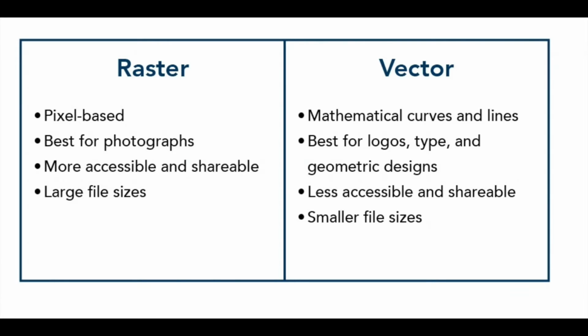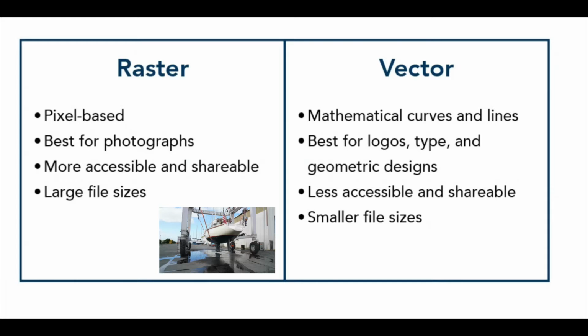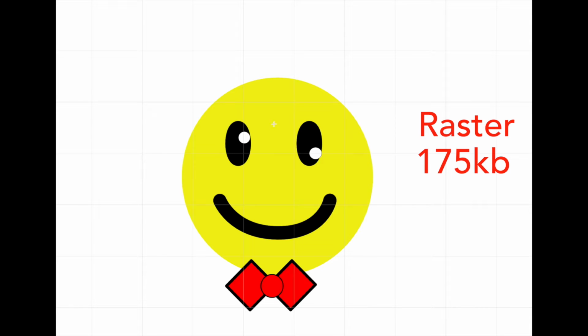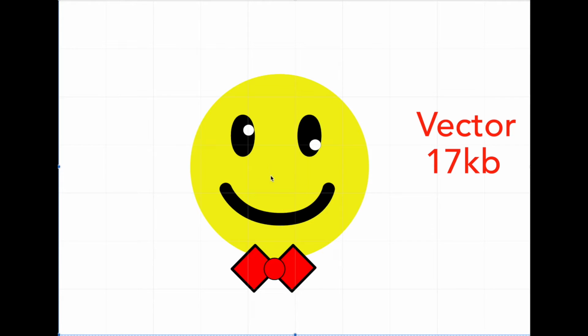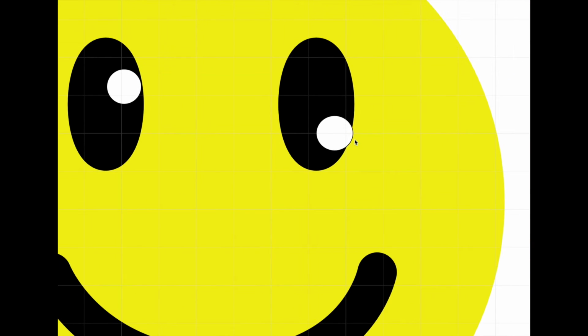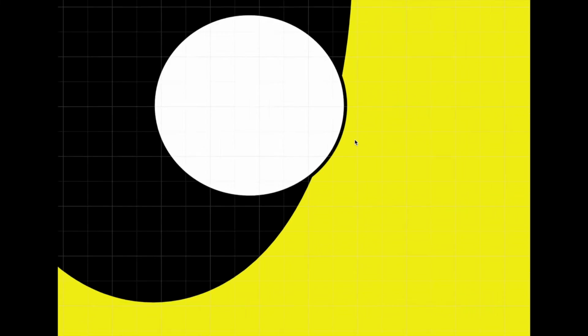And now for the basics of raster versus vector. So a raster file is better for a photo, but the vector is better for maybe a logo. Here is a photo of Aquarius, and when we zoom in, you can see we lose detail. And here is the smiley face I just made. In raster form, zoom in and you lose detail. But zoom in on a vector file and there is no loss of detail. And that's because a vector file is made up of code, not pixels.